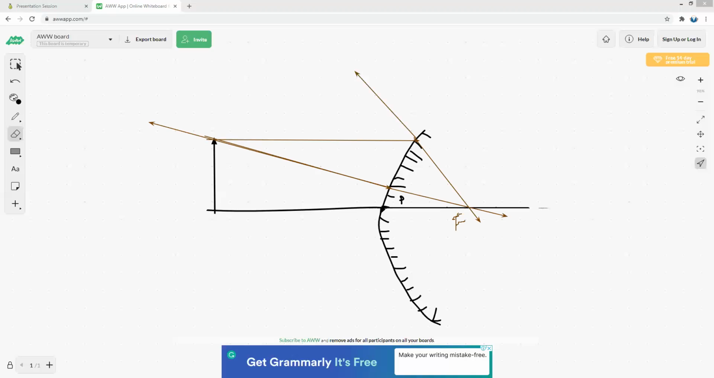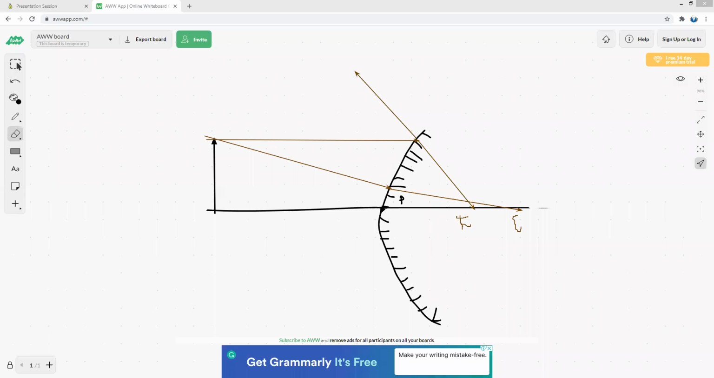Do they? Am I wrong? Oh no, I'm wrong. They don't meet at the focus. My bad. See, the first ray goes to the focus, and the second ray meets at the center of curvature, which is here. The focus and the center of curvature, both these points are meeting somewhere here, so the image is formed over here.